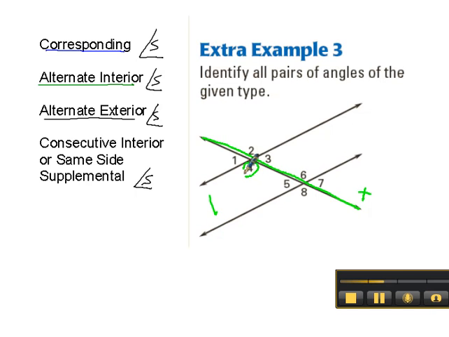So one pair would be 4 and 6. Okay? Another pair would be 3 and 5. And that's it. There are no other pairs. Alright?